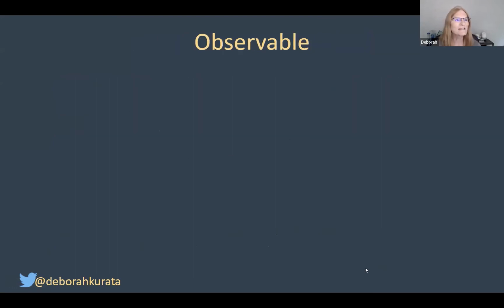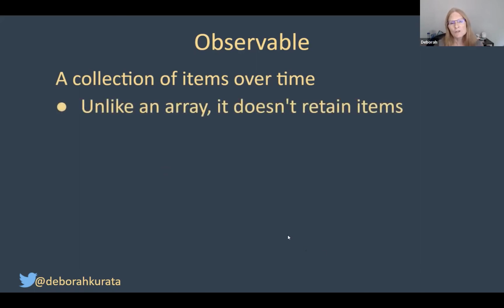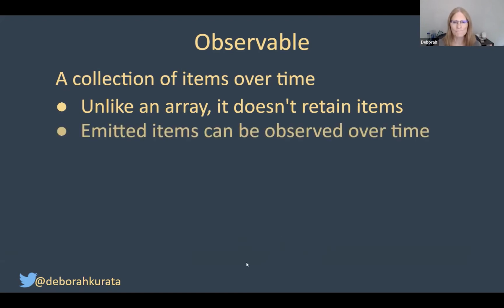Okay, so what is an observable actually? You can think of it as a collection of items over time. Unlike an array, which you can also think of as a collection of items, an observable doesn't retain those items by default. So if you just create a normal observable or work with a normal observable, it is not going to retain those items. The emitted items are observed over time.